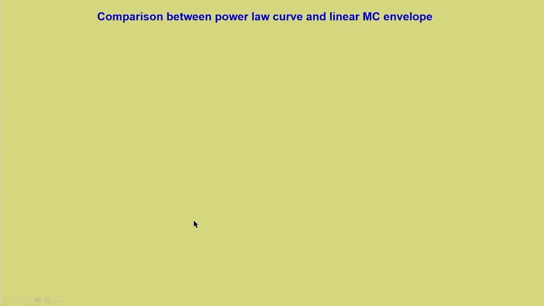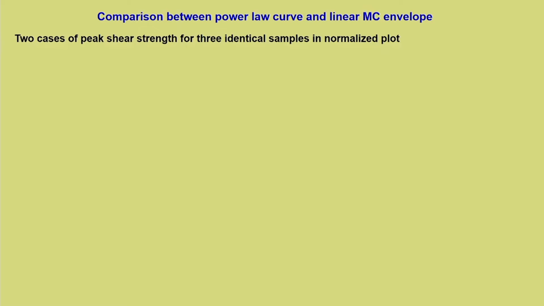Now, let us make a comparison. We have discussed the various nuances associated with the peak state, which we have not studied earlier. Now, what is the implication of this? What is the implication of the more generalized representation of the peak state using a power law curve vis-a-vis what we already know, which is the Mohr-Coulomb failure envelope, or we can also call it Coulomb's failure envelope, because we are representing it in terms of tau and sigma dash. So, how do we make this comparison? Let us see.